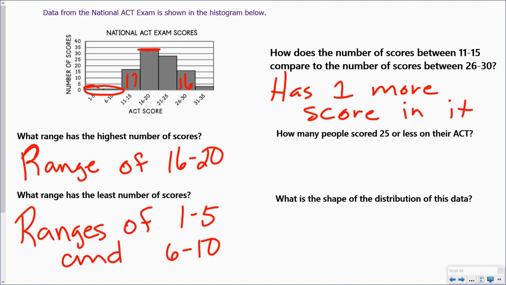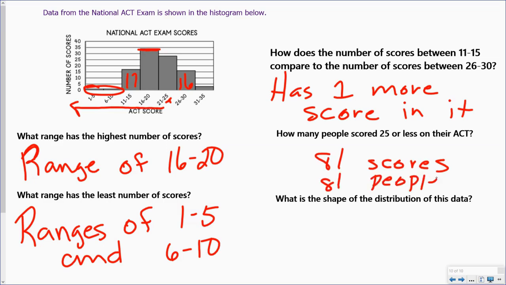How many people scored 25 or less on their ACT? So I'm going to look here at, here's my 25, and less would go this direction. So when I do that, I count up 81 scores, or 81 people. What is the shape of the distribution of this data? I would say it's fairly symmetrical, because if we start low here, the peak's in the middle, and then we start to go down again like that. So I would say symmetrical.